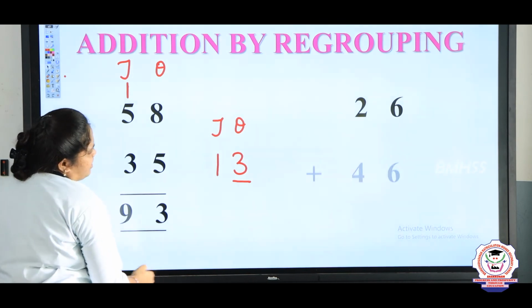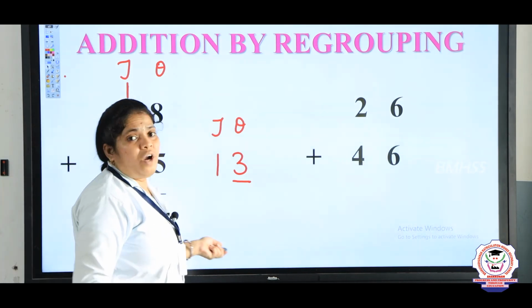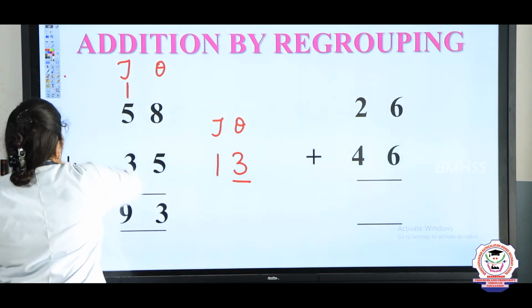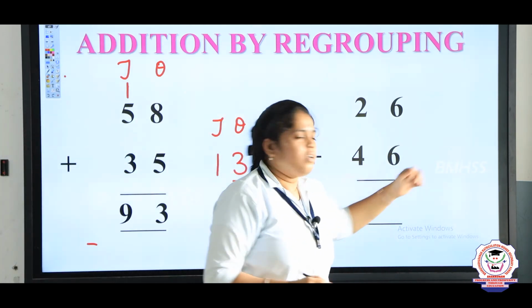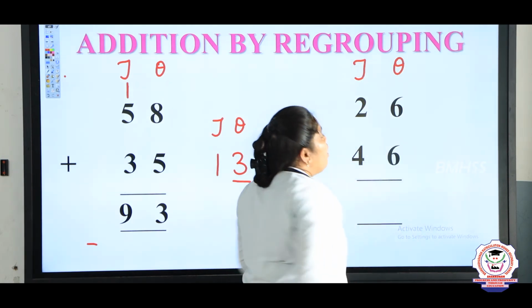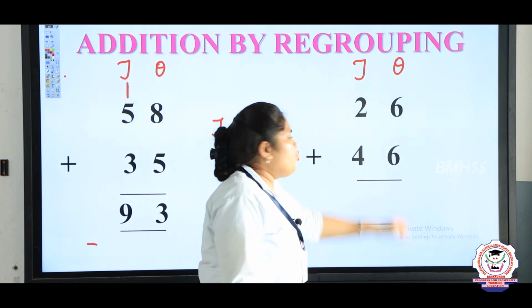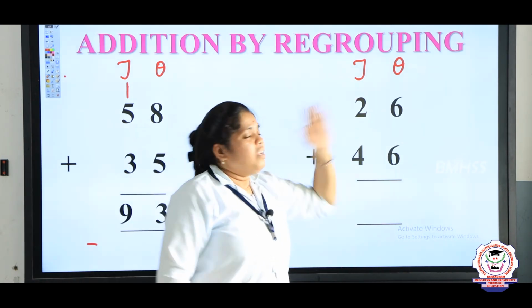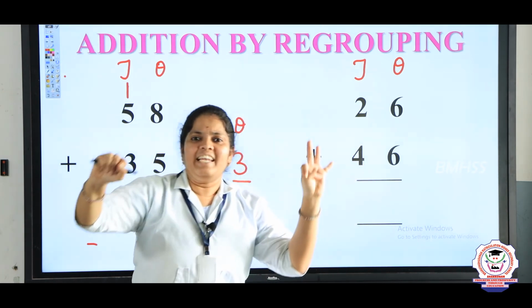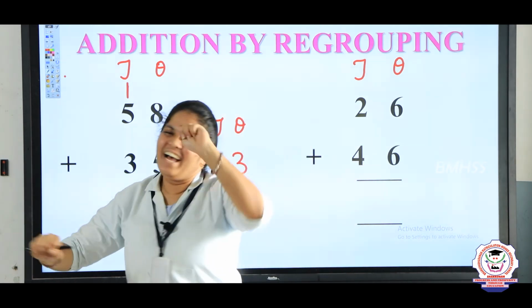So, 26 plus 46, what will be the answer? Come on, tell me. So, what should be in your mind? First step is to write ones place and the tens place value. Add addend 1 and addend 2 in the ones place: 6 in the mind, 6 on the finger. 6 after, 7, 8, 9, 10, 11, 12.